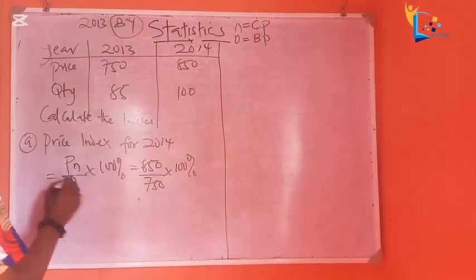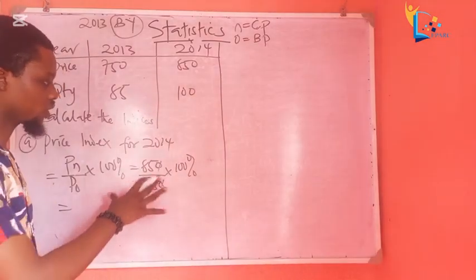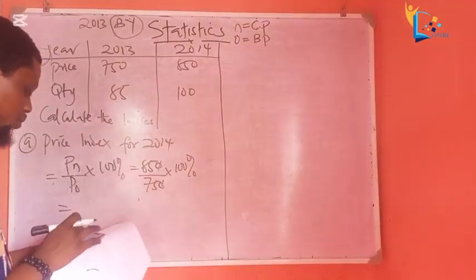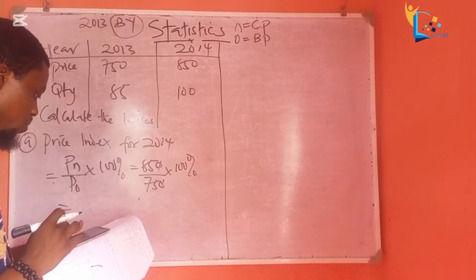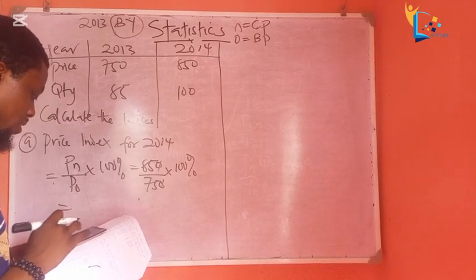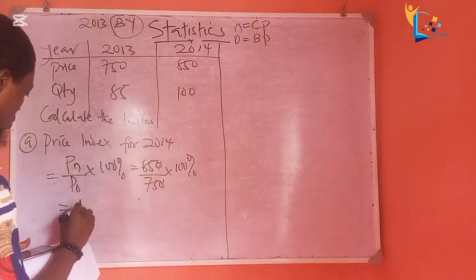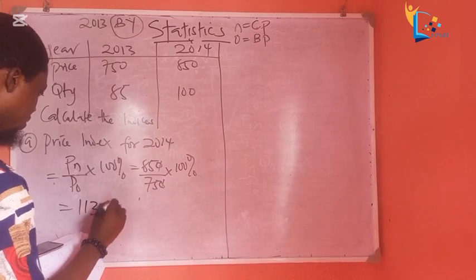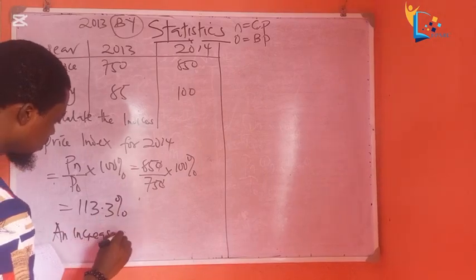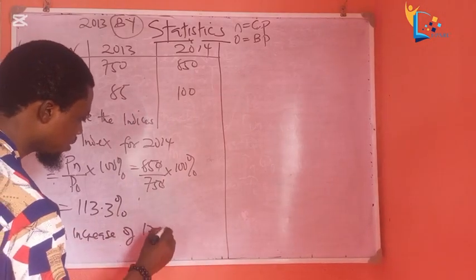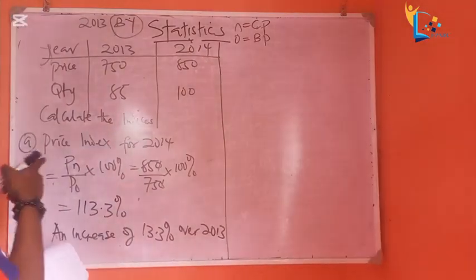Okay, so 850 divided by 750. Let me use a calculator so that it will be fast. So we have 850 divided by 750, which is 1.133, okay, then times 100. We have 113.3%. So we have an increase of 13.3% over 2013.